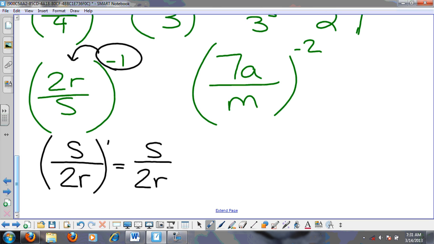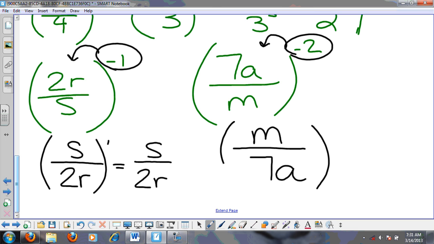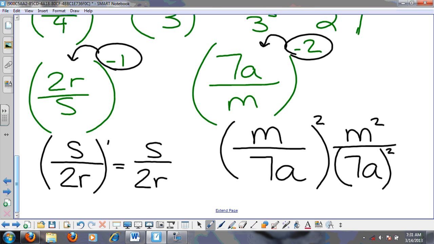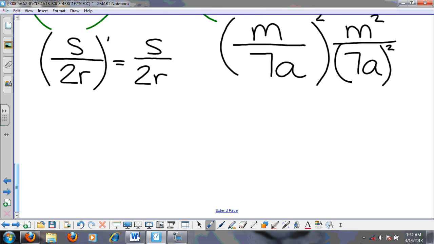And then 7A over M to the -2nd. Negative exponent means this becomes the reciprocal. So M over 7A. And then I'm going to square that, which means M squared over the quantity 7A squared, which simplifies to M squared over 7 squared is 49, A squared is A squared.